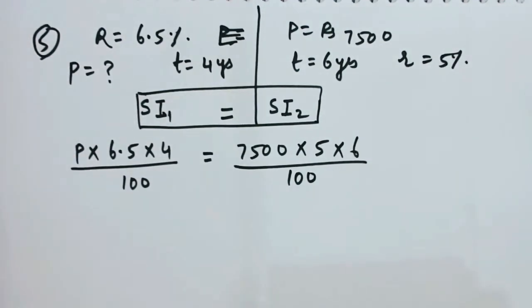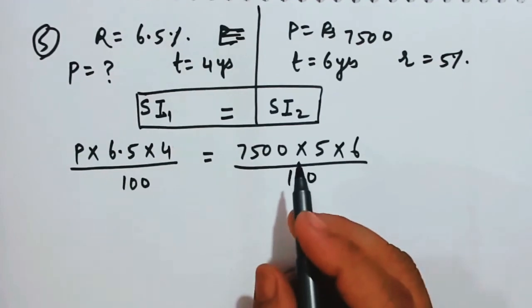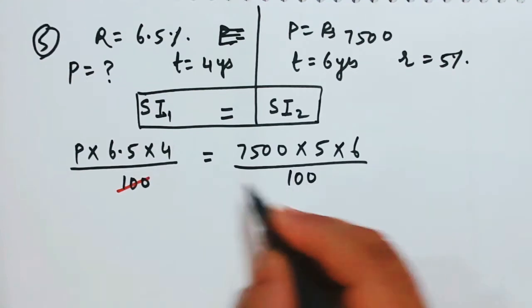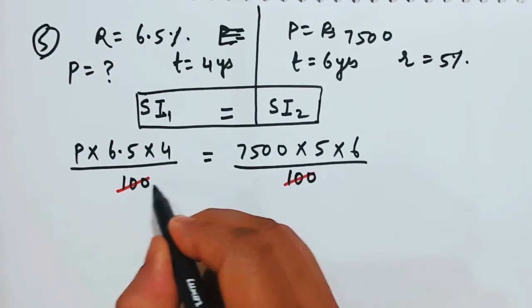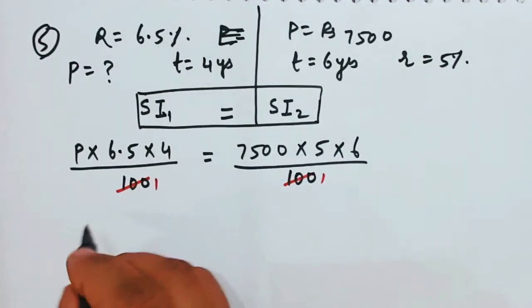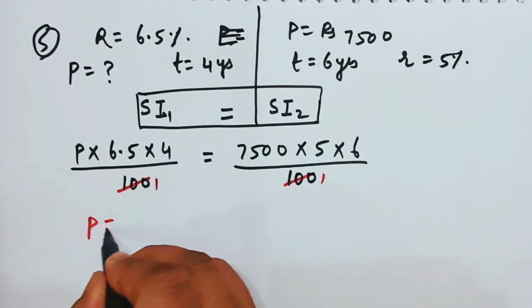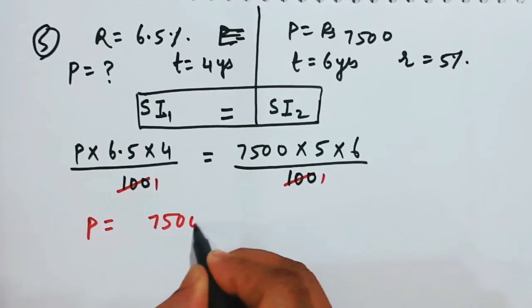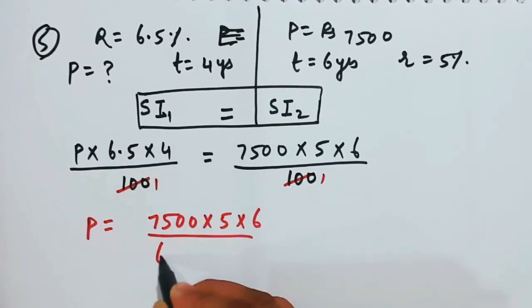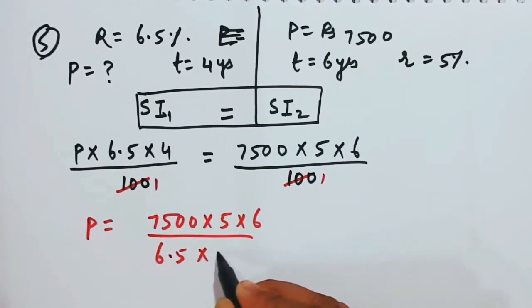So be cool. First of all, try to be cool and see how well you can do the cancellation work. Have a look here. Since all of them are in multiplication, you can easily cancel both of them, that is 100 and 100. Now you have P over here. So your P will become equal to 7500 into 5 into 6. This 6.5 will come over here, and 4 also will become the denominator.